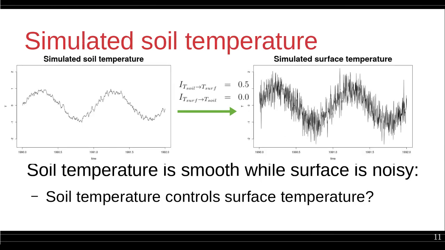Next, we study an example with simulated soil temperature, on the left, and simulated surface temperature, on the right. We know that the surface temperature transfers heat to the soil using the heat equation. We observe that both datasets have a strong common signal, and that the soil temperature has less noise than the surface temperature. The Liang method estimates that information is flowing from the soil to the surface, which we know is not correct.